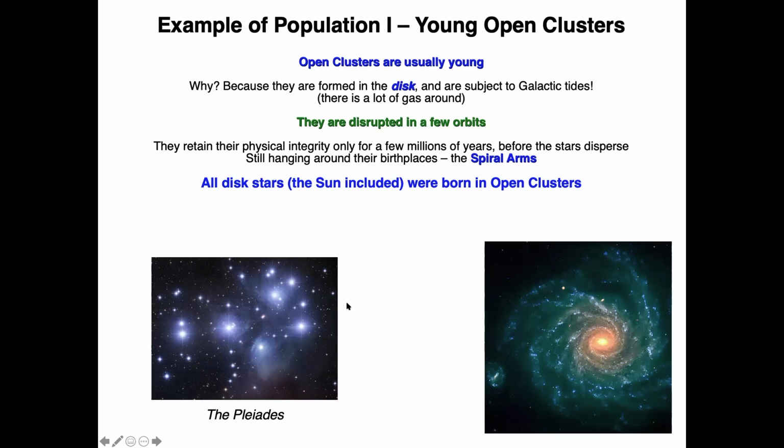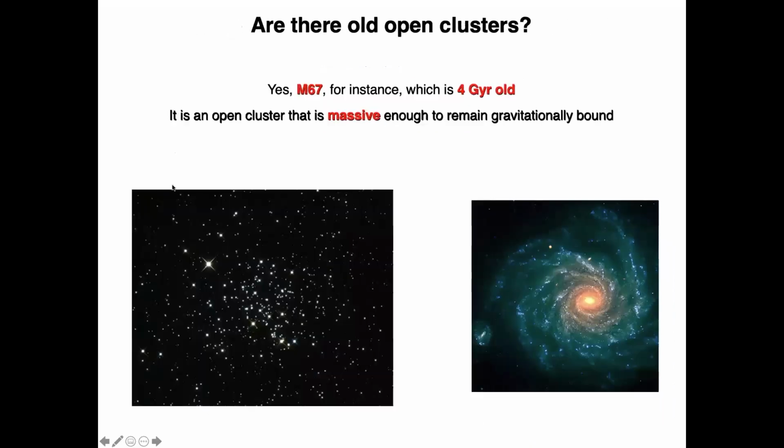Now, because they're subject to the galactic tides, they're disrupted within a few orbits. They retain their physical integrity only for a few million years before the stars disperse. So mostly, they're still hanging around their birthplaces in the spiral arms of the galaxies. Indeed, most disk stars were born in open clusters, including the Sun. It's rare to see a massive open cluster that is old, but they exist. There are old open clusters.